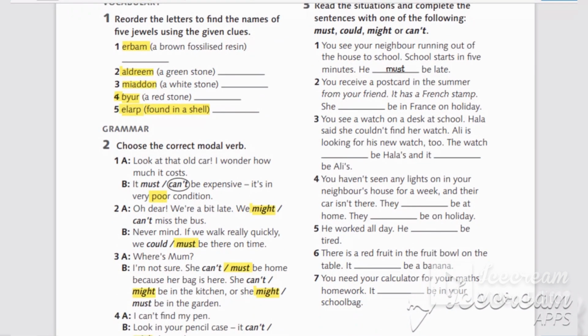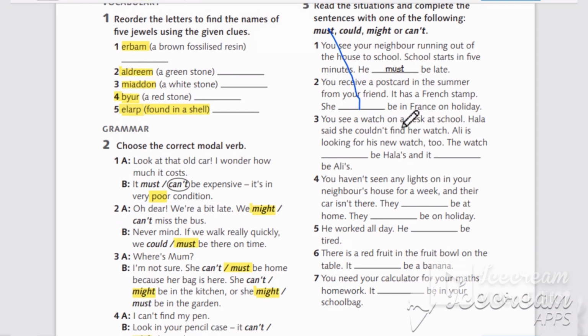2. You receive a postcard in the summer from your friend. It has a French stamp. She be in France on holiday. She must. Excellent. معناته شو بنحط هون؟ She must.